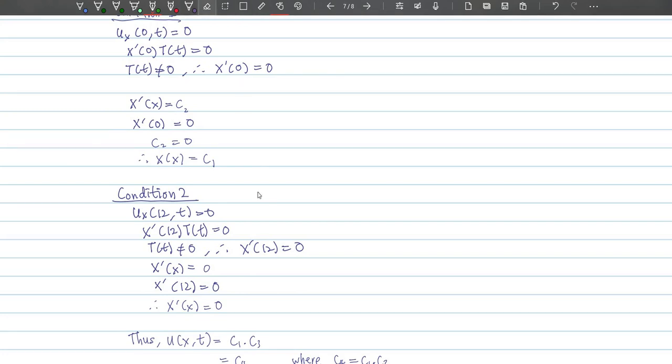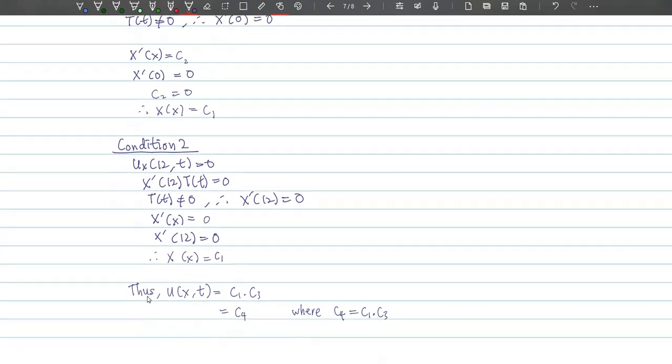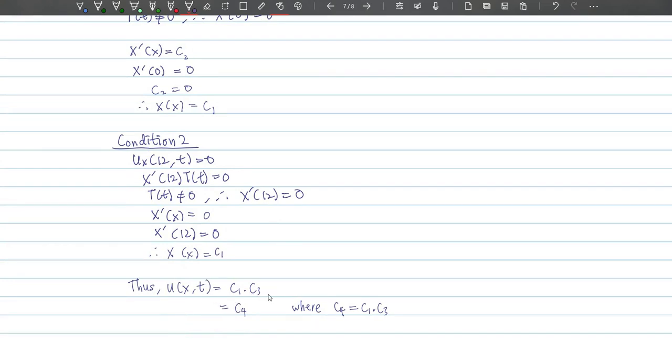And here, a bit of mistake here. This one is not X'(x). Therefore, X(x) only is equal to c1. And thus, we have here u(x,t) equal to c1 times c3, where it can be written as only one constant, which is c4. Let it be c4, where c4 will be c1 times c3. Okay, next.